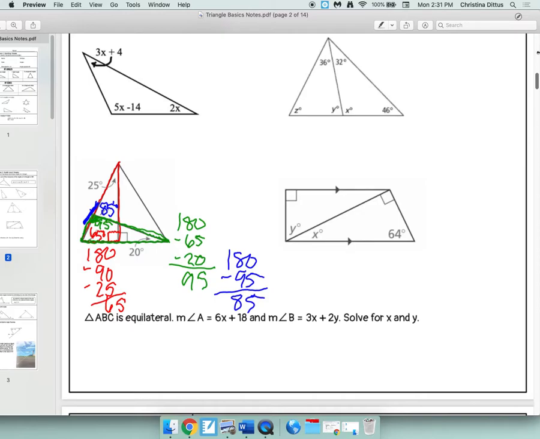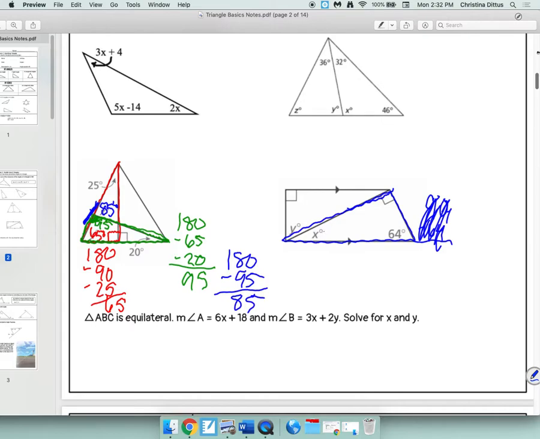Here, I can find x real easy because I got this triangle. Anytime you have a right angle, 180 minus 90 is 90. So if you actually just want to take 90 minus 64, that's cool. Or you can take 180 minus 90 minus 64, you'll get the same thing. If that made no sense to you, just ignore it, pretend I didn't say it. Anyways, how much is x?